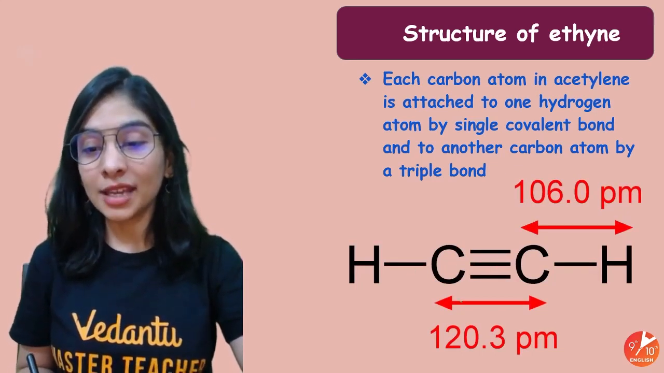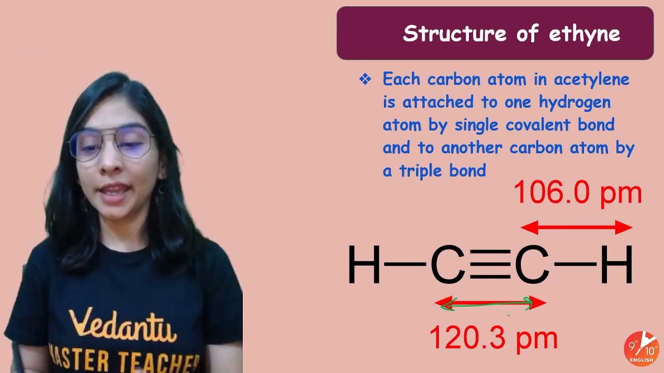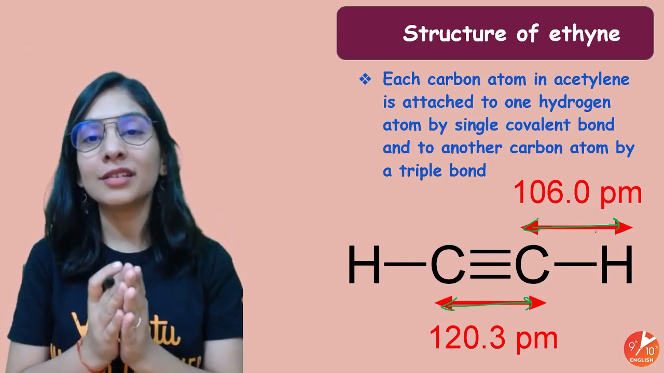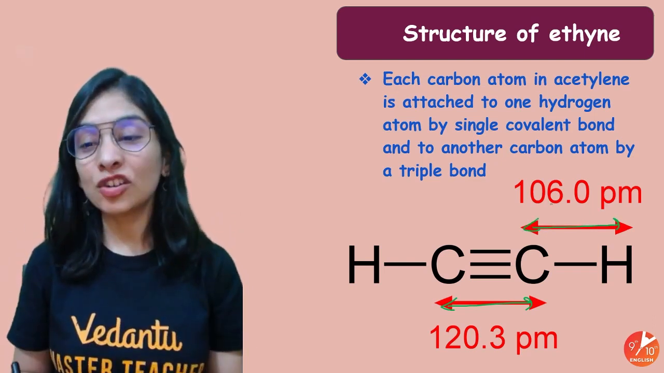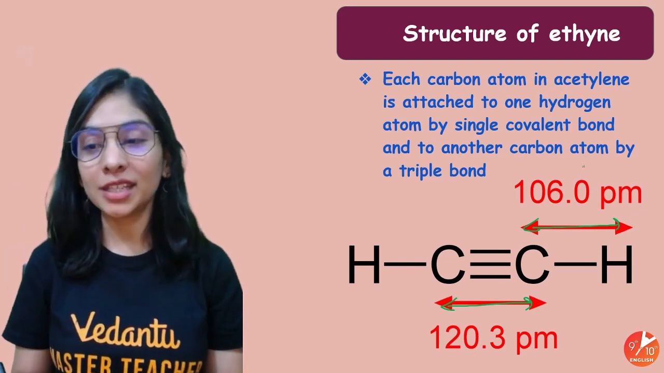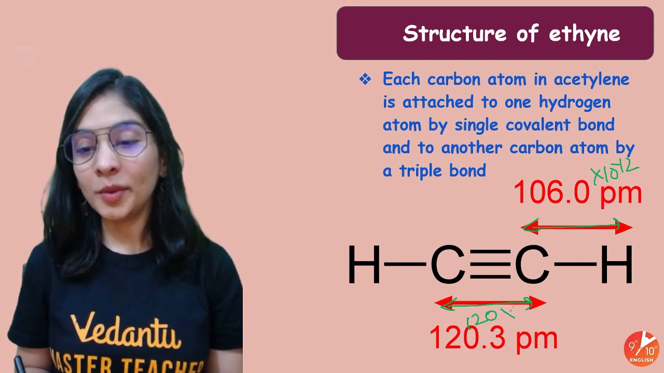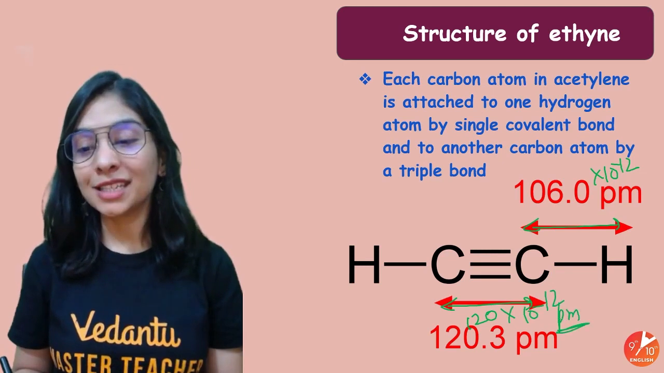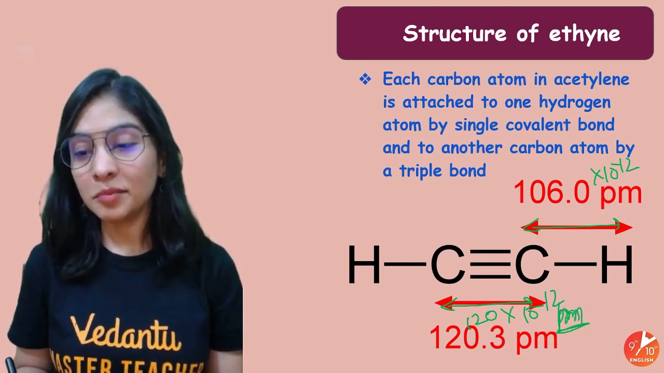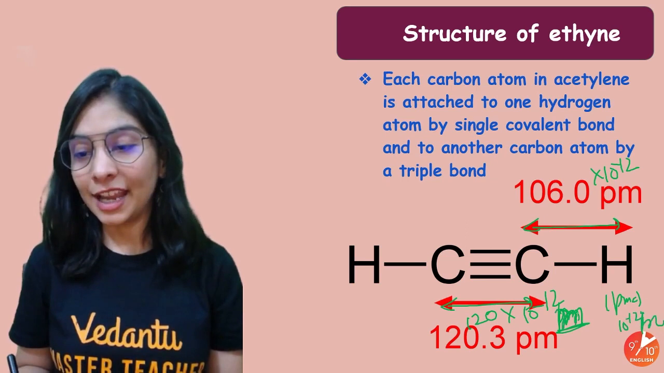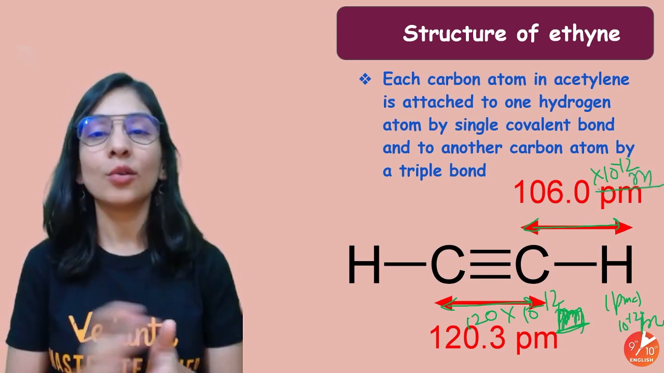And when I talk about the bond length here, I observe one thing. Just look at this. Single bond and triple bond, look at the distance. 106 picometer, 120 picometer. 1 picometer is 10 to the power minus 12 meter. So I converted it into meter also. It's all up to you.